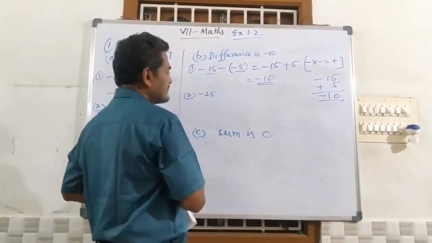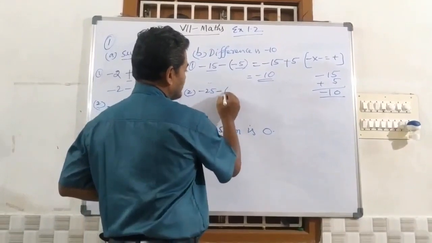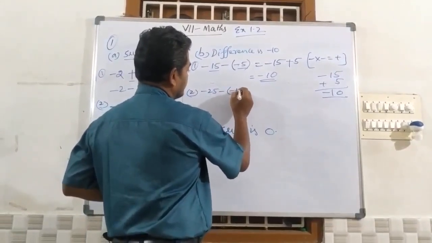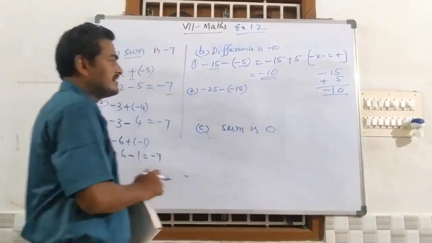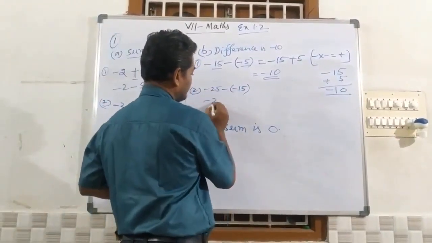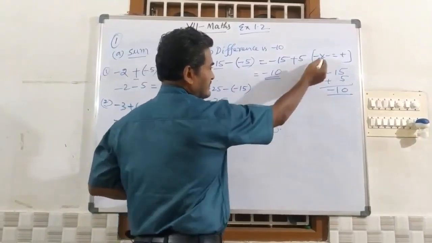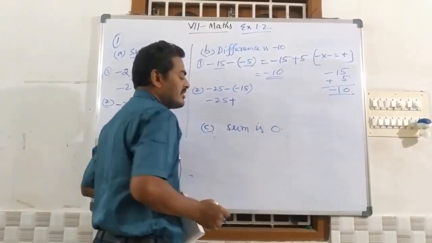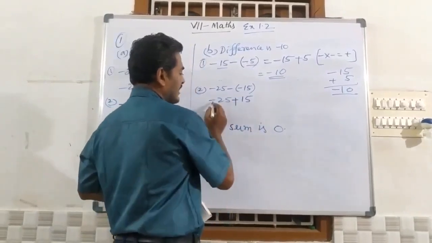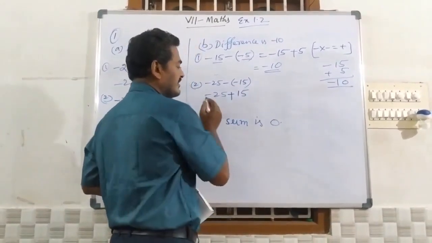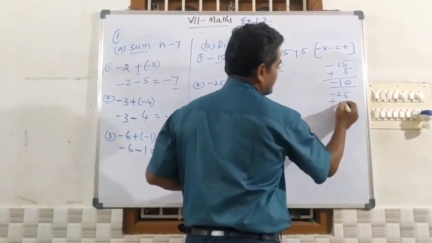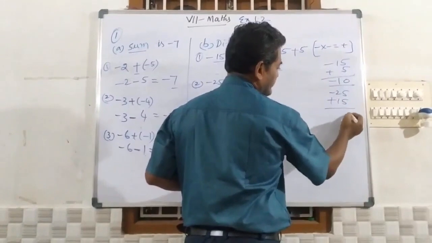-25 minus 15 equals -15? Now look here: -25 minus into minus, already we discussed, minus into minus becomes plus 15. Now -25 plus 15, different symbols. -25 plus 15: 5 minus 5 is 0.